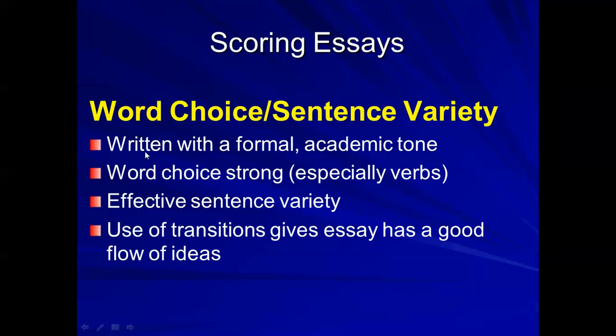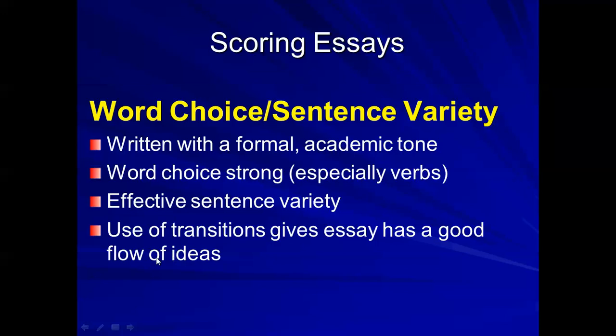So to score well in word choice and sentence variety, you want to write with a formal and academic tone. All right. And then the word choice throughout the essay, especially the verbs that you use, you want to make them strong, upper level vocabulary. Effective sentence variety. This again is something we're going to get into in the class. We're going to use the word fluency. We're going to talk about the benefits of having long sentences as well as short sentences, and not using the same sentence types over and over again.